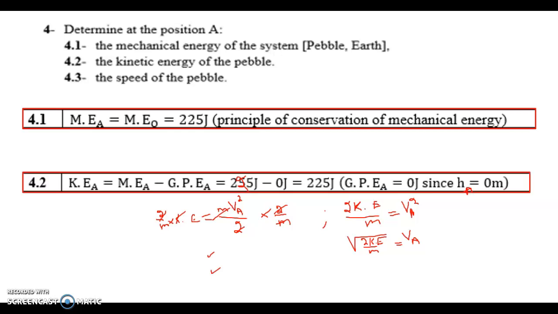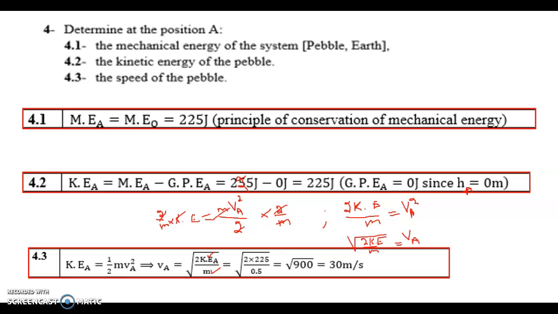Now having the mechanical energy, the kinetic energy is mechanical energy minus GPE at A, and GPE at A is 0 because the height is 0 meters. So you have to mention this. You have to mention GPE equals 0 joules because the height is 0. Point A is on the reference.